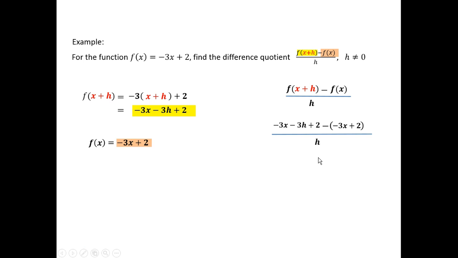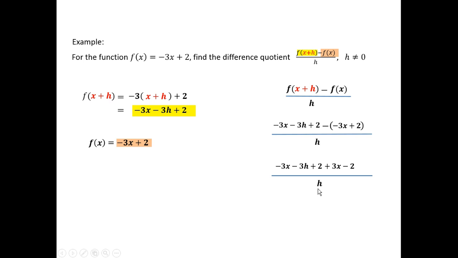Now in terms of the actual difference quotient, we're done setting it up. All that we need to do now is simplify what we have. So what I'm going to do is get rid of my parentheses here by distributing my negative sign through the parentheses. So when we rewrite that, we get our negative 3x minus 3h plus 2, and this is going to become plus 3x minus 2 when I distribute. And I need to put this over h.